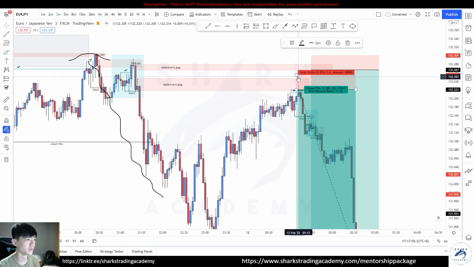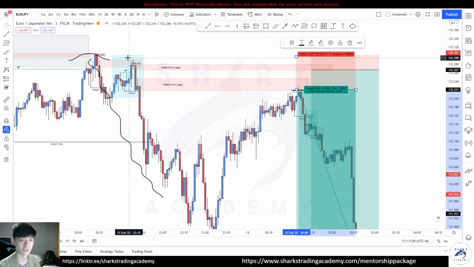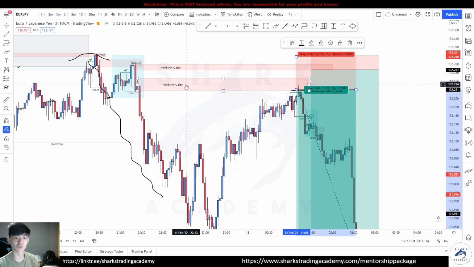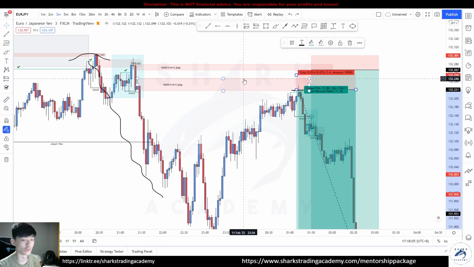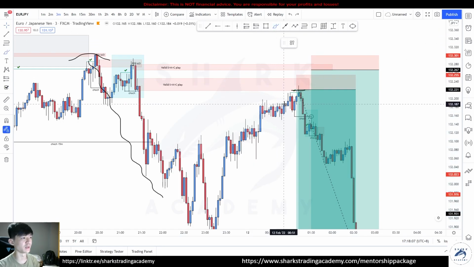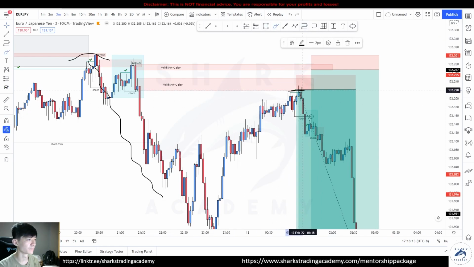You can sell over here, stop loss above this high. This is valid as well, but of course you're sacrificing RR, risk to reward, because you want to get involved only once. Not many traders are psychologically sane enough to actually take trades over here, get stopped out, and get an entry over here again.